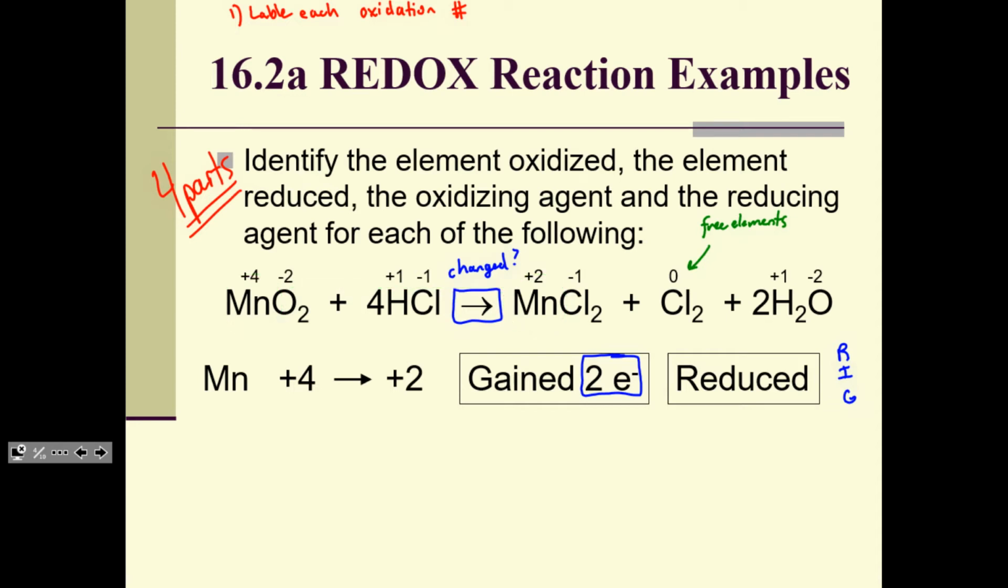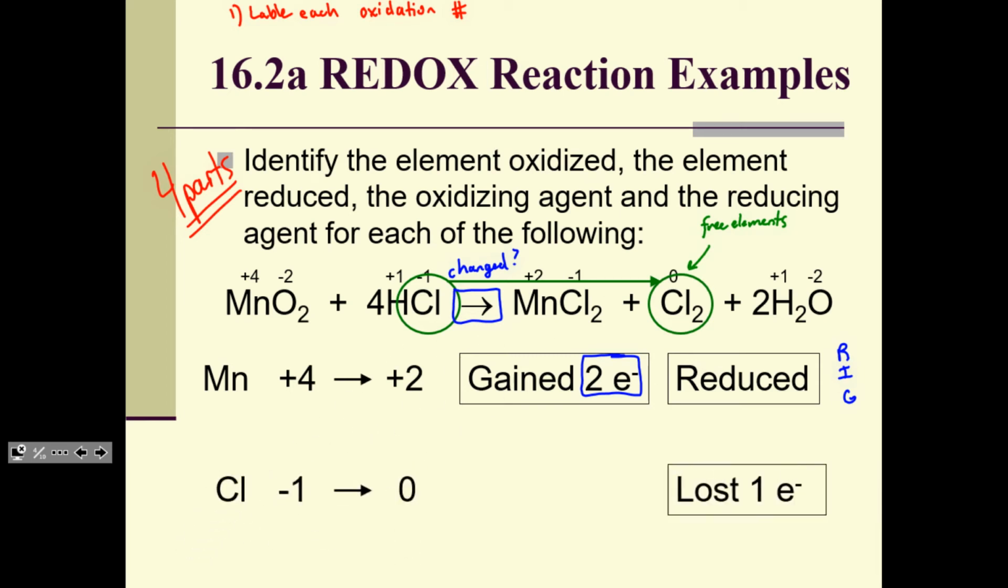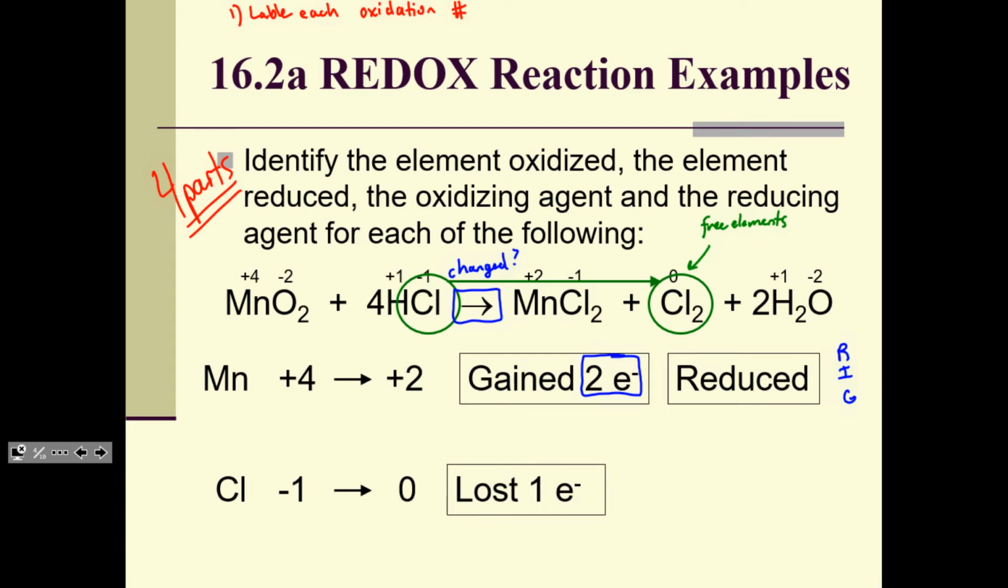What else has changed? Looks like the chlorine went from a -1 to a 0. It lost 1 electron, and when we lose 1 electron, we become more positive. And so oxidation is loss, OIL RIG, chlorine has been oxidized.